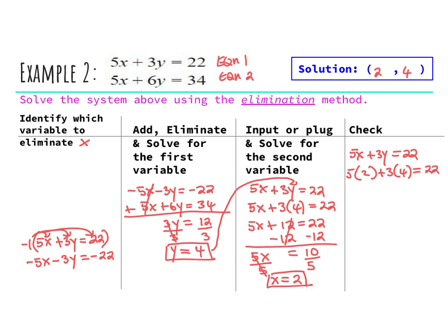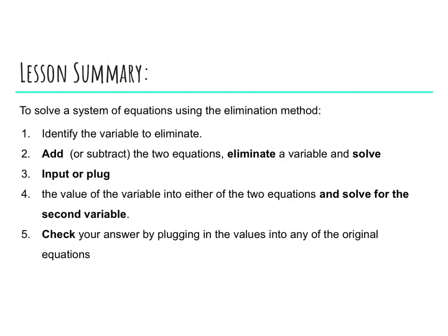So simplifying what we have on the left, we have 5 times 2 is 10, plus 3 times 4 is 12. When we add those together, are we going to get 22? Well, 10 plus 12 is 22, and 22 equals 22. This is a true statement. So that's telling us that the value of x and y that we found is correct. And this is a summary of the steps that we take to solve systems of equations by elimination.